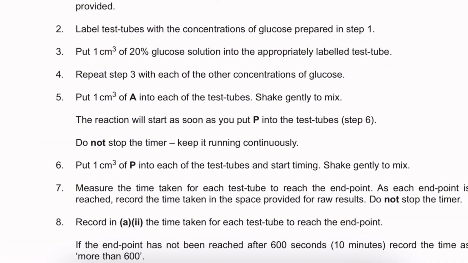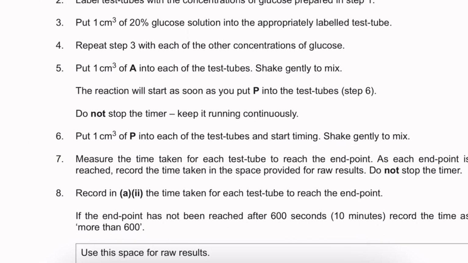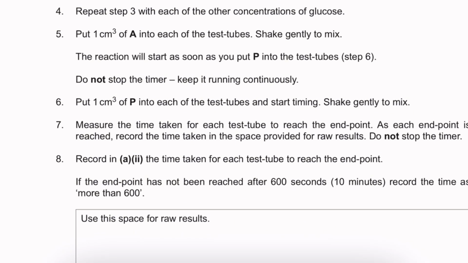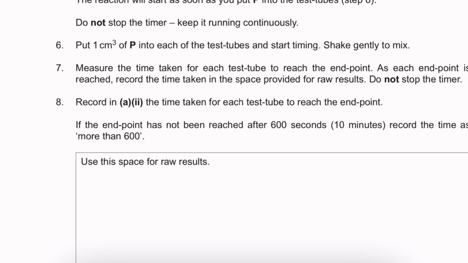So prepare the concentrations of glucose solution as shown in table 1.2 in the beakers provided. Label test tubes with the concentrations of glucose prepared in step 1. Put 1 centimeter cubed of 20% glucose into the appropriately labeled test tube. Repeat step 3 with each of the other glucose concentrations. Put 1 centimeter cubed of P into each test tube and shake gently. And then the reaction will start as soon as you put P into the test tubes, and do not stop the timer. Keep it running continuously.